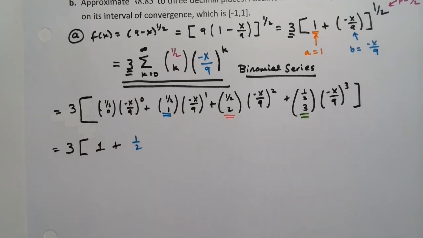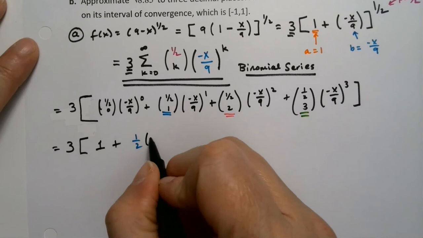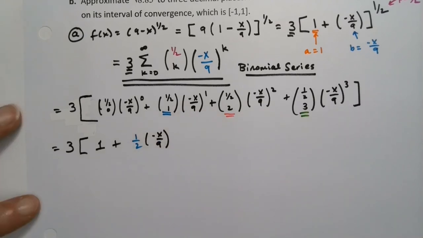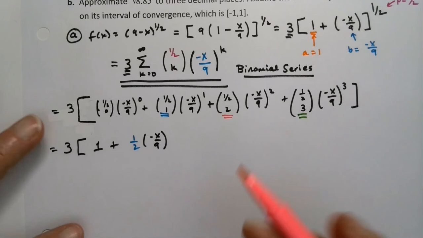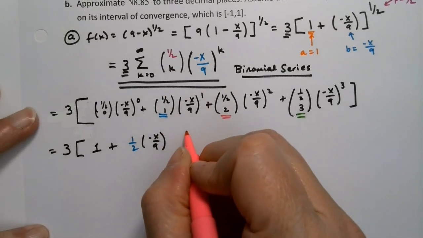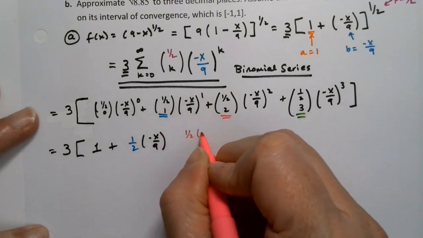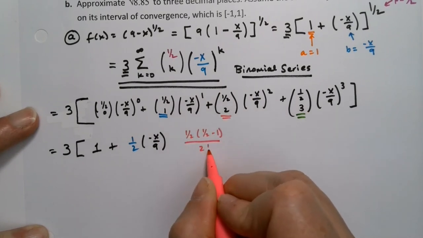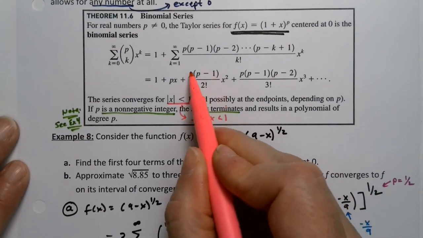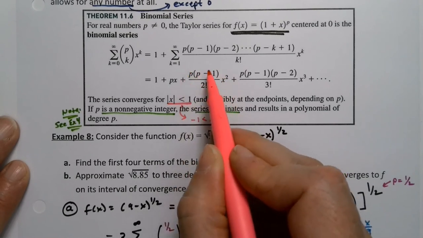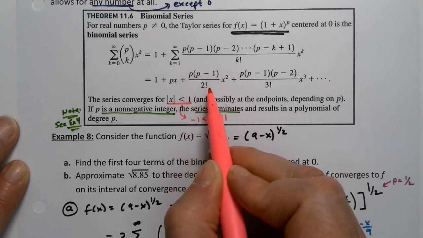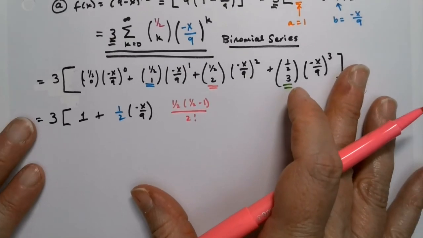And then times negative x over 9. And then a 1/2 choose 2. Let me write that one out. So it's going to be a 1/2 times a 1/2 minus 1 over 2 factorial. I'm using this property right here. I just know how this will work out. So it'll be a 1/2, that's my power, a 1/2 minus 1 over 2 factorial. So that'll be that one.